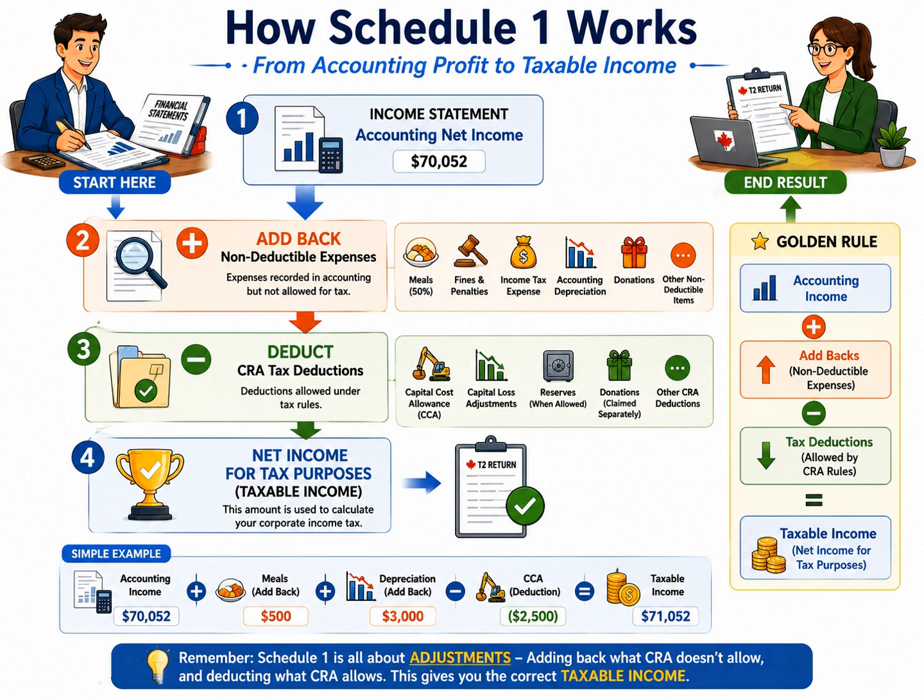So the entire logic of Schedule 1 can be summarized with one simple formula. Start with accounting income. Add back what the CRA does not allow. Deduct what the CRA does allow. And the result is taxable income. As you continue through the course, each adjustment, whether it's meals and entertainment, depreciation, capital cost allowance, or donations, is simply one piece of this overall process. Once you understand this flow, every Schedule 1 adjustment becomes much easier to understand.